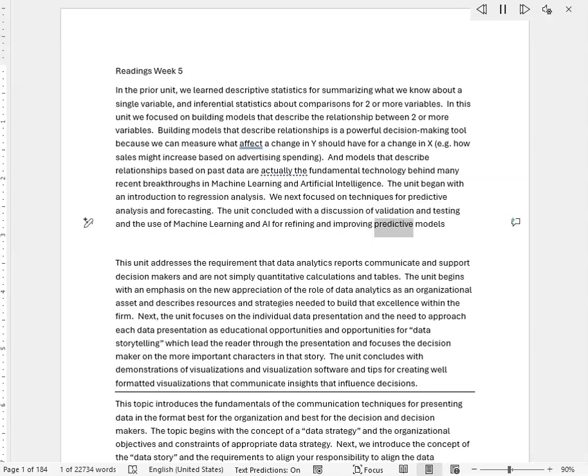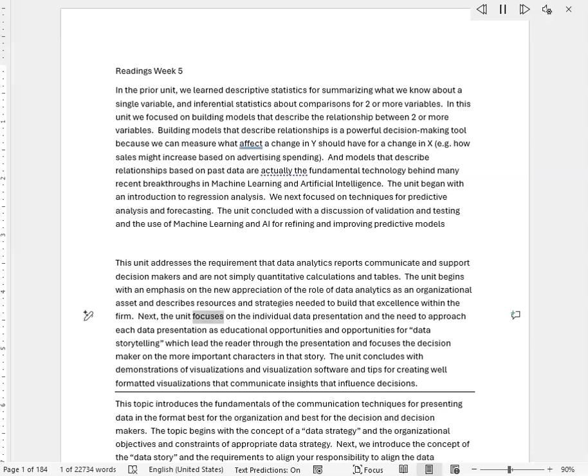This unit addresses the requirement that data analytics reports communicate and support decision makers and are not simply quantitative calculations and tables. The unit begins with an emphasis on the new appreciation of the role of data analytics as an organizational asset and describes resources and strategies needed to build that excellence within the firm.